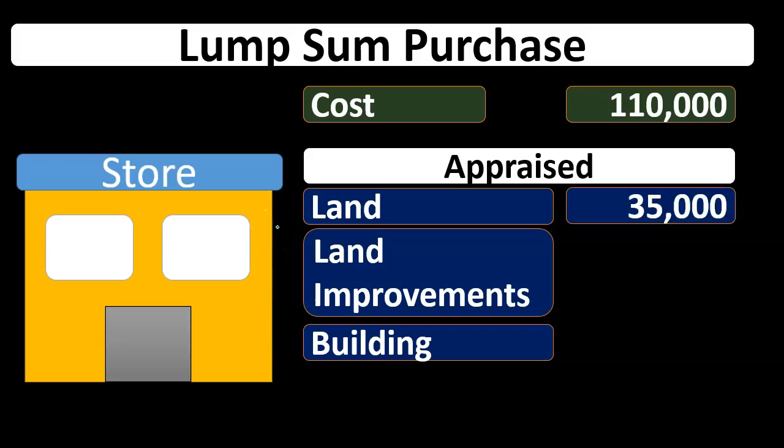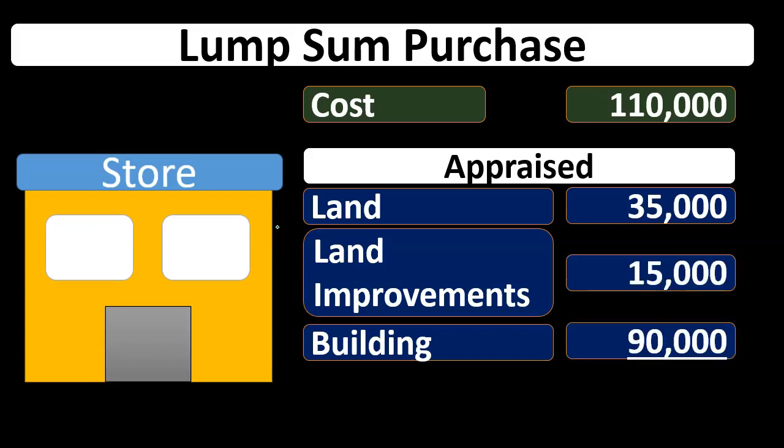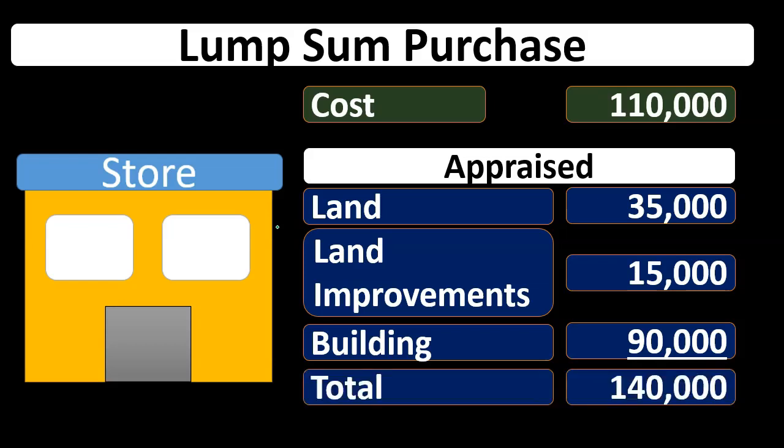So if we have the appraised amount, if we have an appraisal of $35,000 for the land, $15,000 for improvements, $90,000 for the building, that totals up to $140,000. That, of course, is different than the cost. The cost was only $110,000. So how can we use this $140,000 in order to allocate a different amount, $110,000?